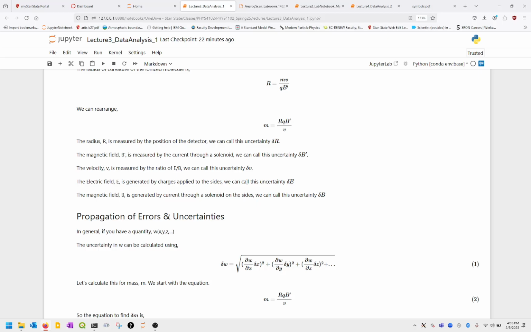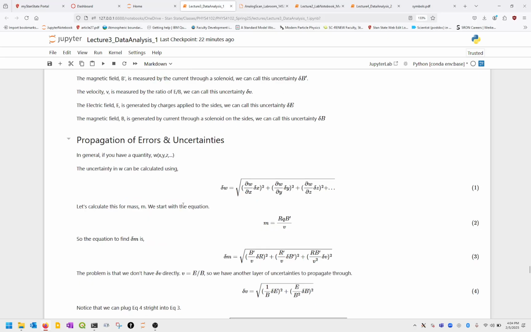This velocity v is actually a subset. It depends both on the electric field and the magnetic field, so it's like another layer of uncertainty buried underneath. So there's 1, 2. We're going to ignore the Q for now because the Q is going to be this quantized thing. We can figure out the uncertainty in R, the uncertainty in B. The uncertainty of V will depend on the uncertainty of E and B, so there are 2 things in there. We're just going to put delta in front of all these things, which indicates the uncertainty of these things.